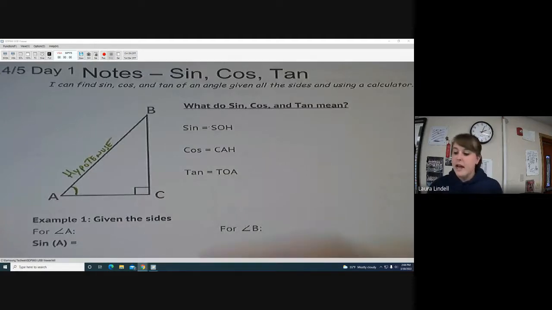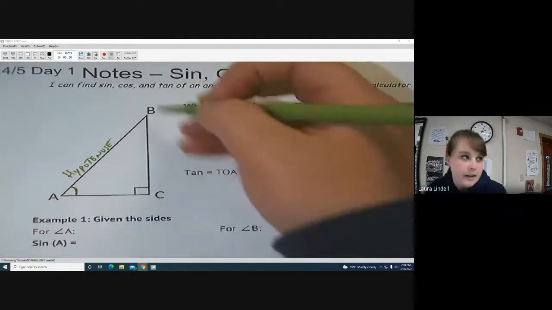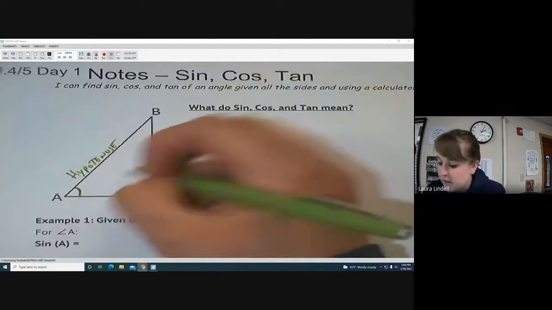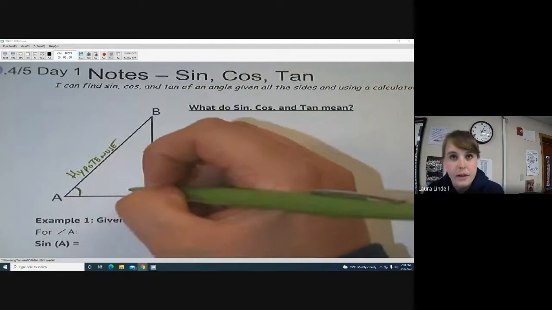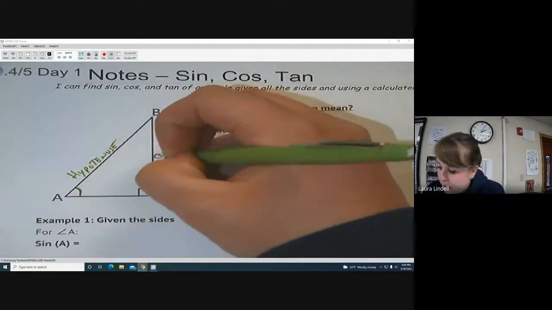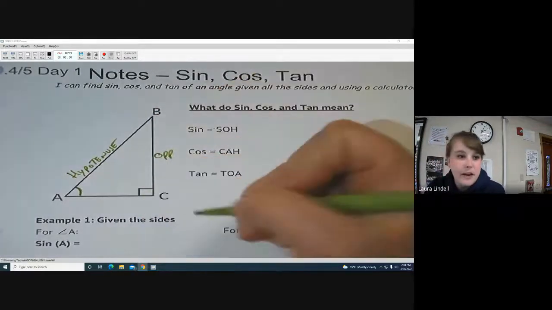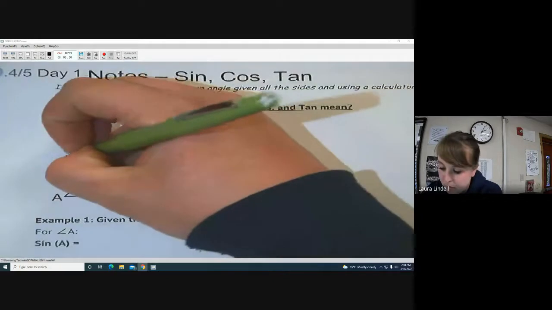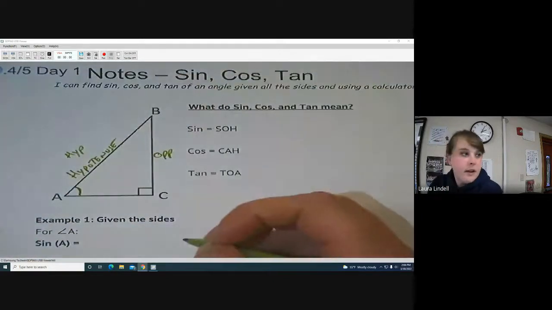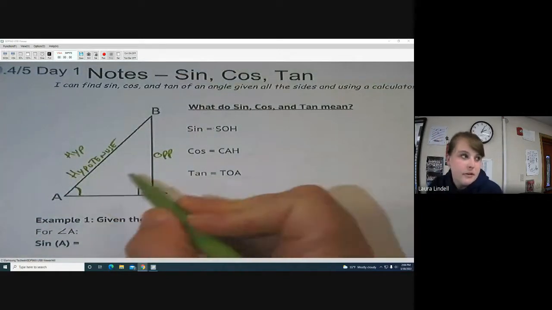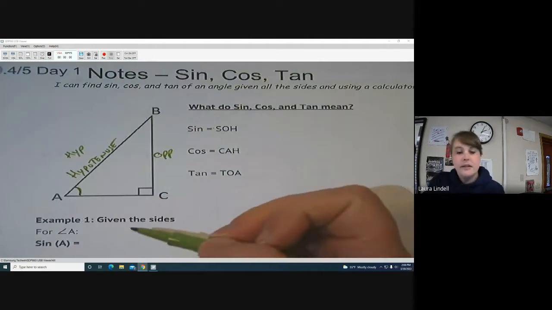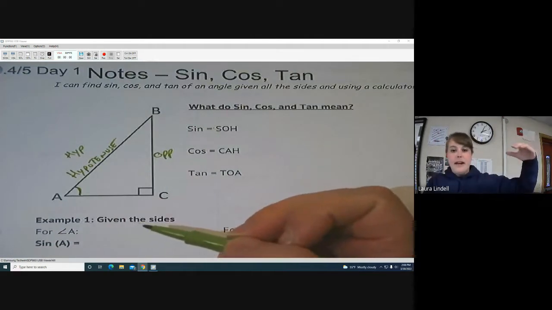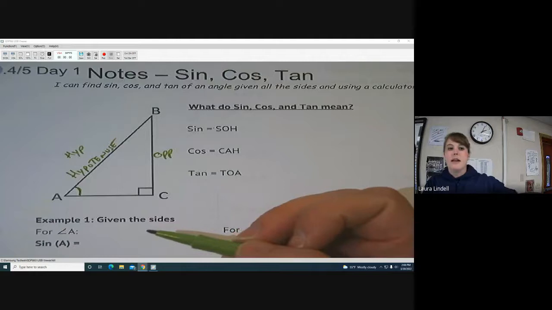So for angle A, the opposite side is side BC right here because it's across from it. It's not touching angle A. So this would be the opposite side, and I'm just going to abbreviate it as OPP. Usually for hypotenuse, we'll also abbreviate it HYP. So that's the opposite side to angle A. And sine is the ratio of the opposite side length divided by the hypotenuse length.